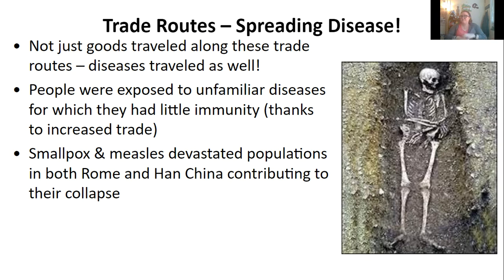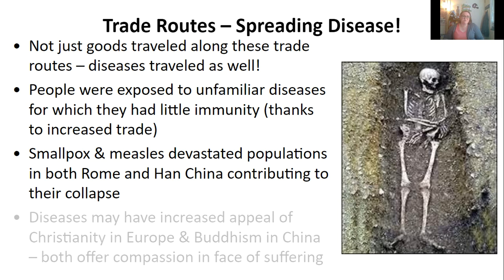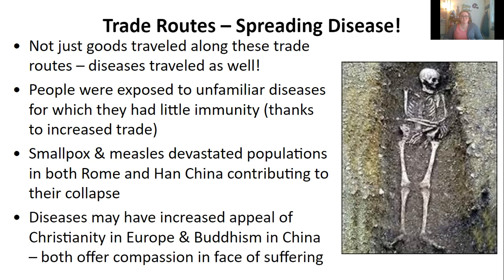Smallpox and measles completely devastated populations in both Rome and in Han China. This is one of the contributing factors to Rome's collapse. It was one of the reasons, listed out with those diseases, in the public health crisis because they were not exposed to it prior. So these diseases actually led to an increase in religion.